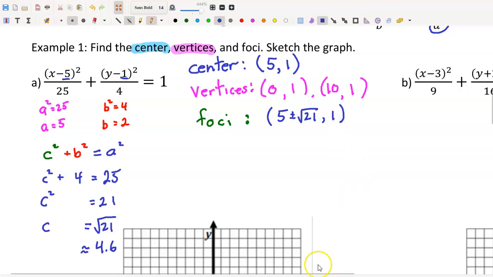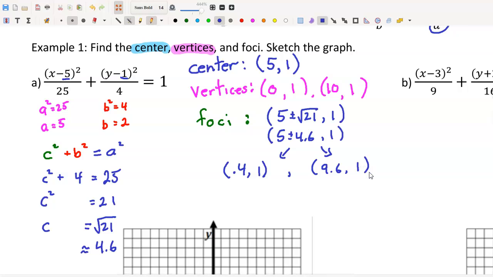So we could say it's 5 plus or minus root 21. We could write it as a decimal, which would be 4.6. And then we can write it as the actual 2 separate coordinates. It's not necessary that you write it in this format, but it's another way of writing it. But for sure, we want to write it this way, where we have 0.4, comma 1, that's 5 minus 4.6. And then 5 plus 4.6, 9.6, comma 1. So those are the 2 foci.